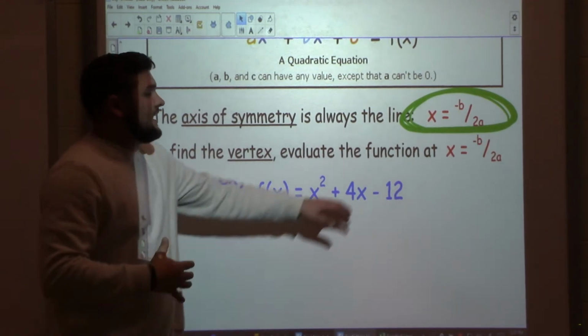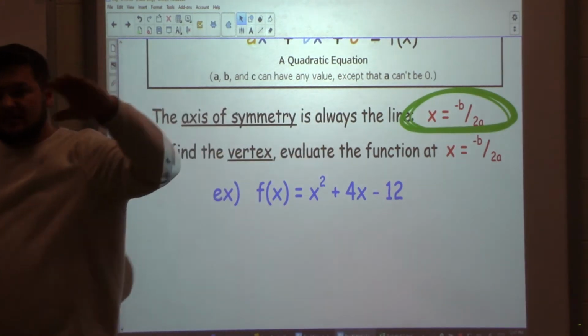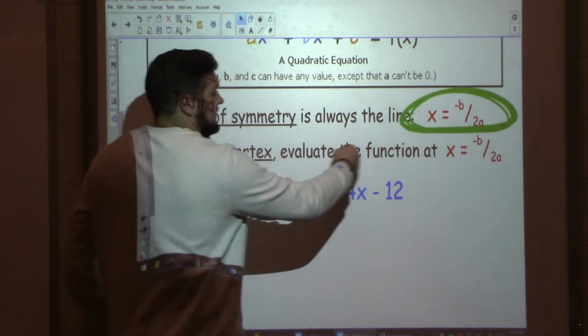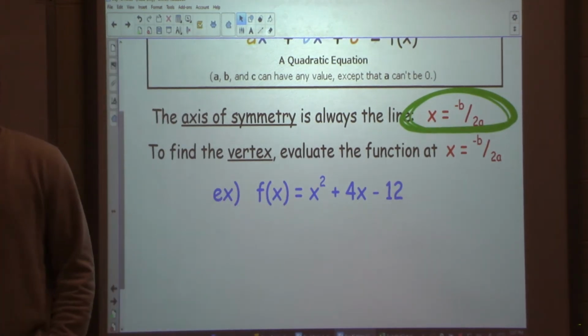So, that's to find the x value at our vertex. Right? A vertex is a point, it's got an x and a y. To find the x value, we do negative b over 2a. To find our y value then, to find the other part of our vertex, we're going to evaluate the function. Well, what does that mean?